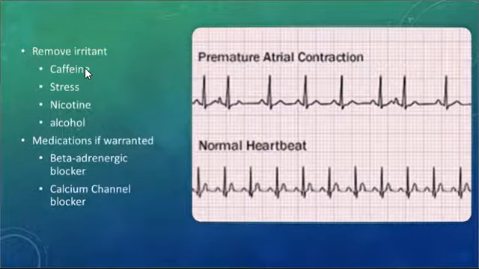Usually it's an irritant such as caffeine, stress, nicotine. Ask the person, how much caffeine did you have? Are you under a lot of stress? Have you been drinking alcohol? How recently did you smoke? If it's so frequent, it needs to be managed after you remove the irritants such as the caffeine, stress, nicotine. They may have to be treated with a beta blocker, possibly a calcium channel blocker such as verapamil.